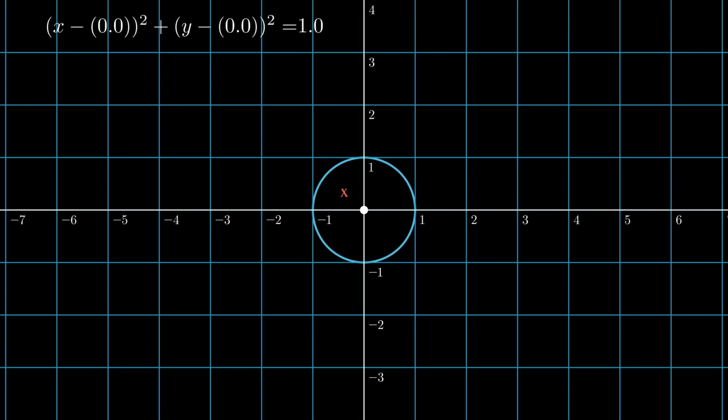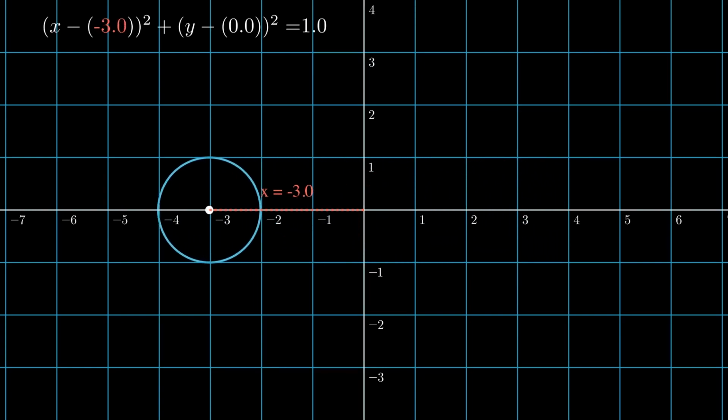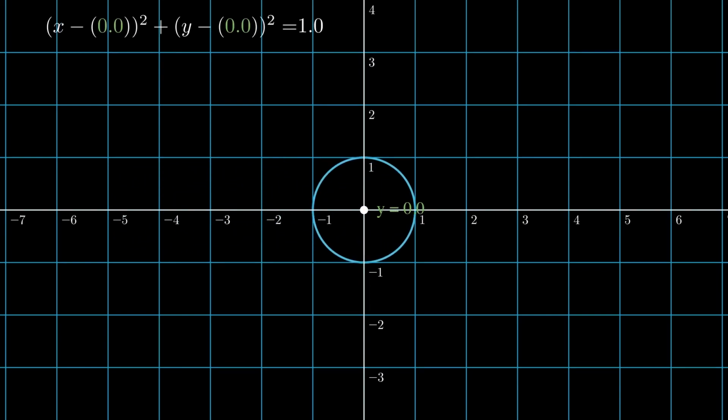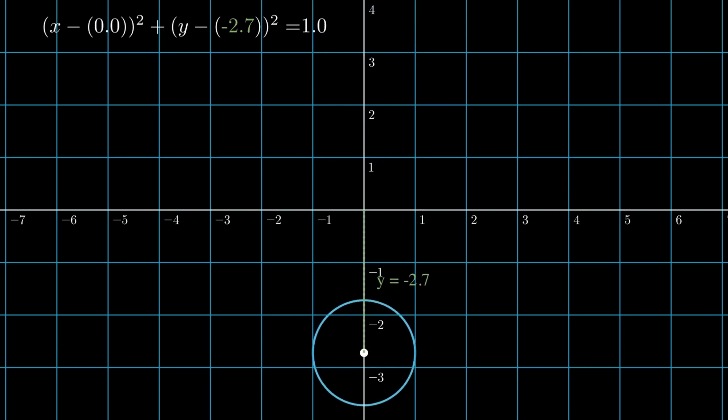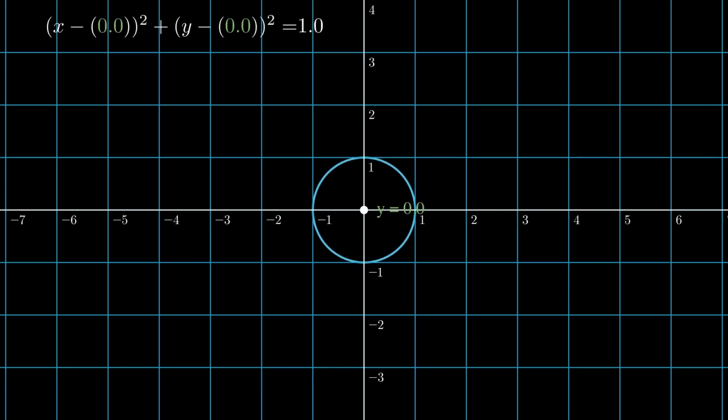The pattern is whatever x coordinate the center lies on, that number will be subtracted from x in the function. Now let's try the same thing for y. Let's see if the same pattern appears. So, when I set my y value to 3, 3 is being subtracted from y in the equation. When I set my y value to -3, -3 is being subtracted from y in the equation. So whatever y coordinate my center lies on, that number is being subtracted from y in the equation.